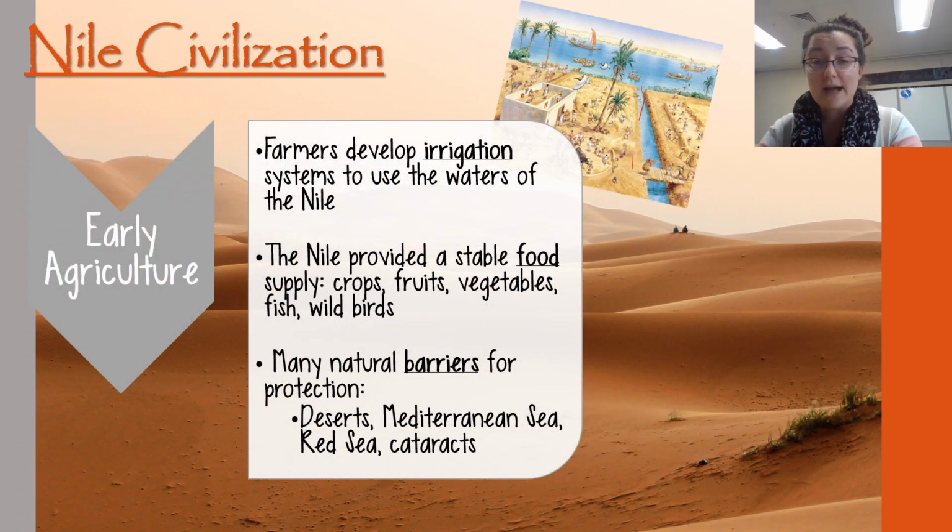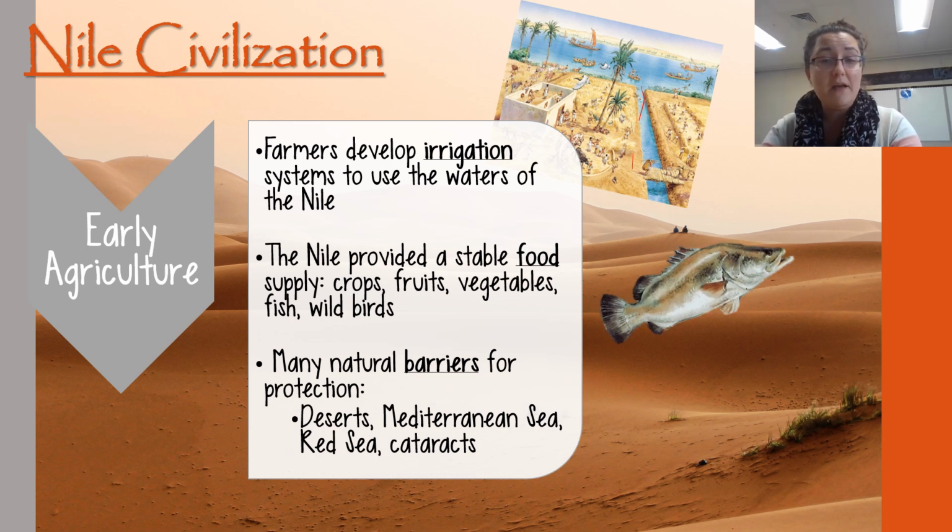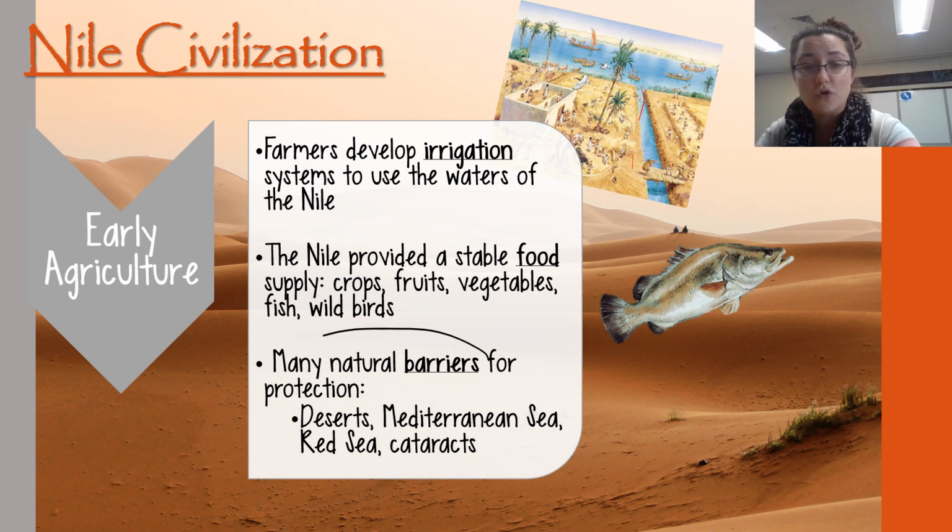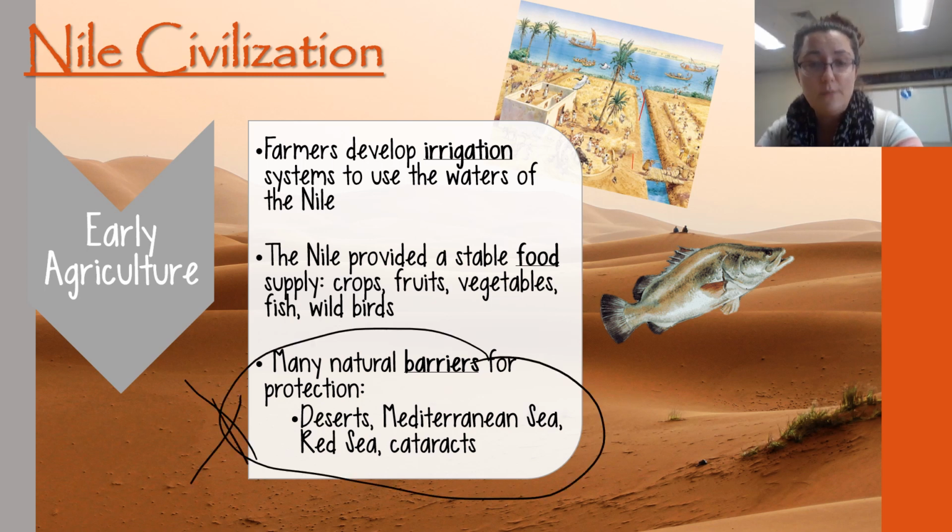So the Nile provided a stable food supply, beside from the crops as well. We got fruits, vegetables that grew wild, fish, wild birds, all sorts of animals that would come to drink the fresh water of the river. But it also provided many barriers for protection. And I want you to circle this and star it. It's going to be important to know that Egypt was very isolated because of these barriers.